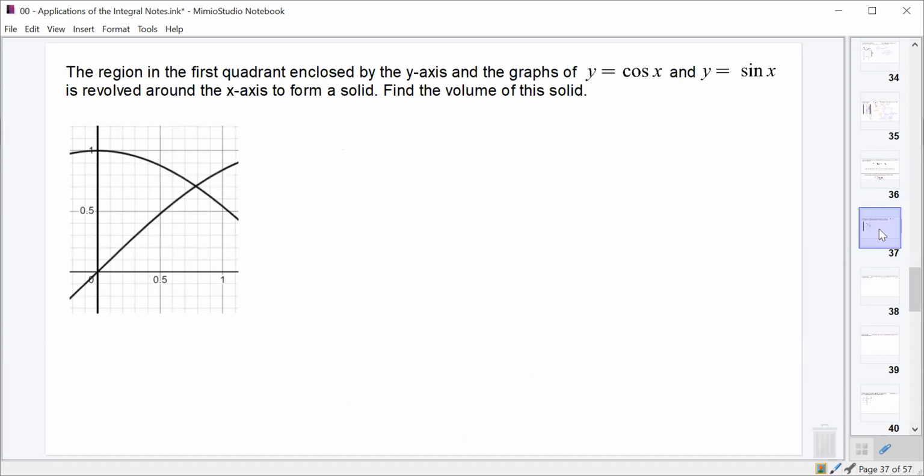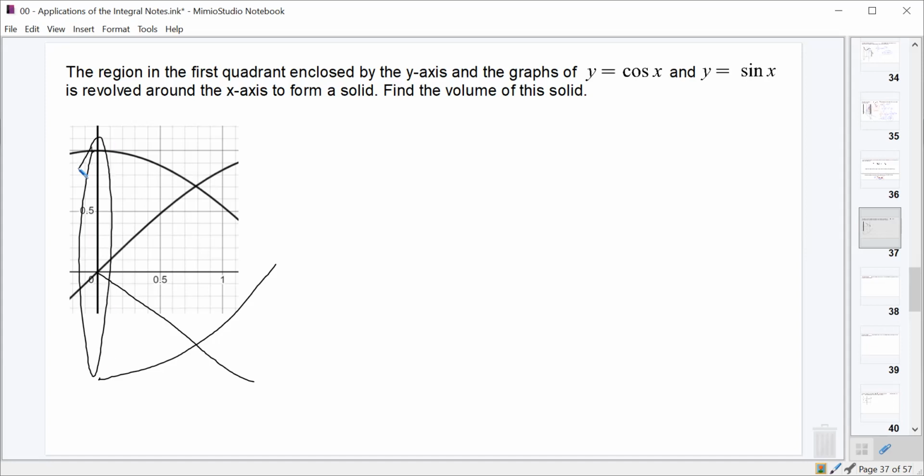Let's do another one of these where we're looking at the region in the first quadrant enclosed by the y-axis, y equals cosine x and y equals sine x. So the y-axis, cosine x and sine x would be this region right here. And we're going to revolve that around the x-axis. So part of it's going to look like that, and the other part of it's kind of going to look like this.